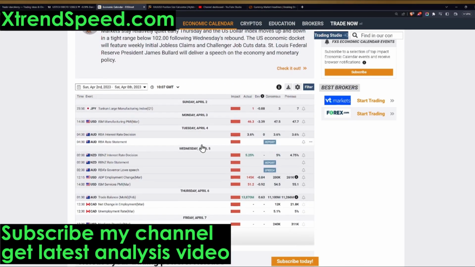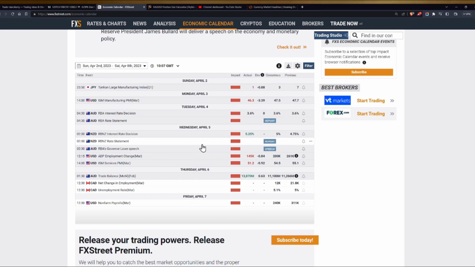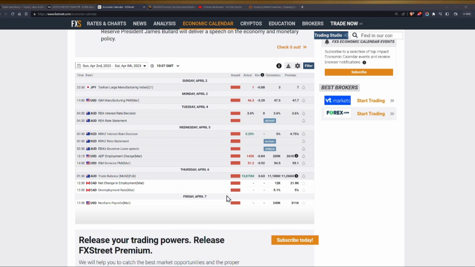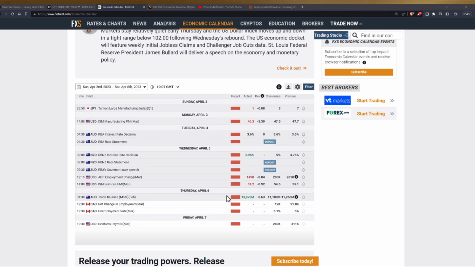Looking at our economic calendar and considering the instruments that we have been monitoring since the beginning of the week, we do not have any macroeconomic event to look forward to. And remember, yesterday we were expecting a couple of macroeconomic events that will be affecting the US dollar, and that was the ADP employment change and the ISM services PMI, which actually came below expectation, as we saw a negative variance of 0.84 and 0.92 respectively on this event.